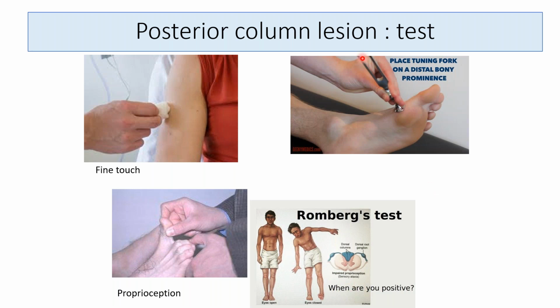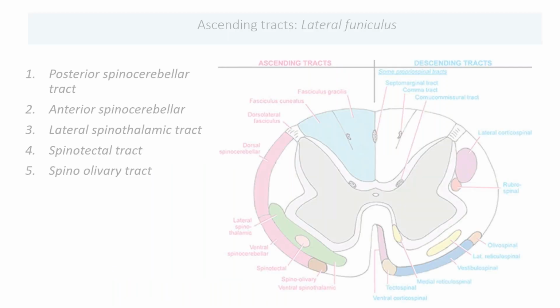This is called a tuning fork. With the tuning fork we can test vibration. When this fork is vibrating, put it over a bony prominence, a distal bony prominence, and if the patient is able to sense the vibration, that means posterior column intact. If he is not able to sense it, then it means posterior column lesion is there.